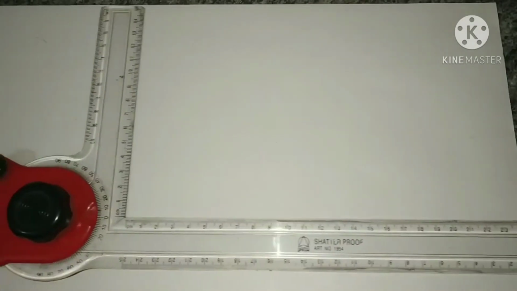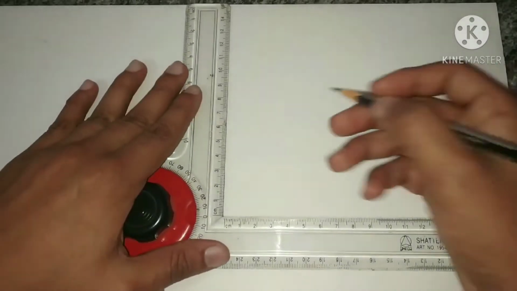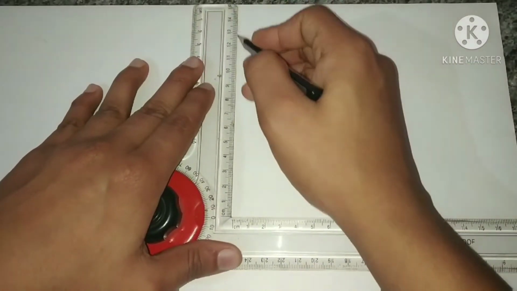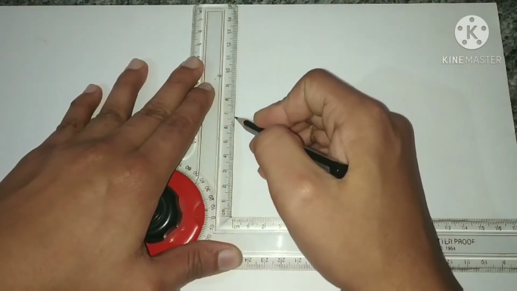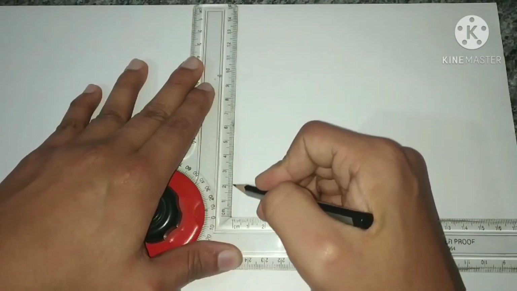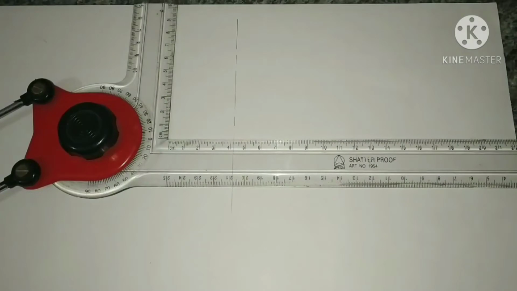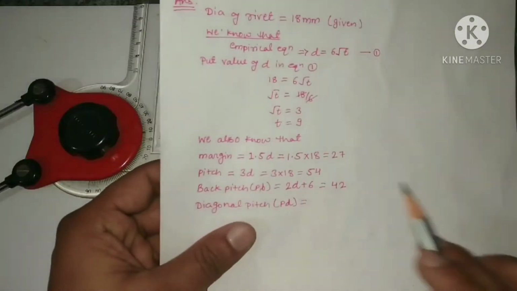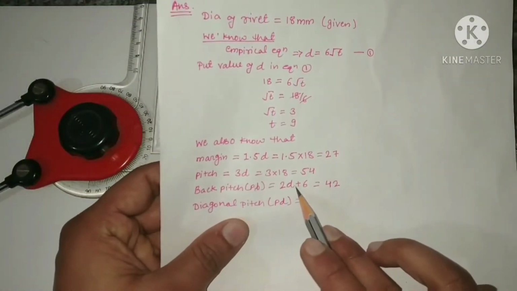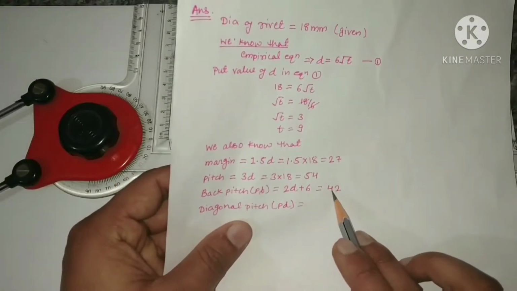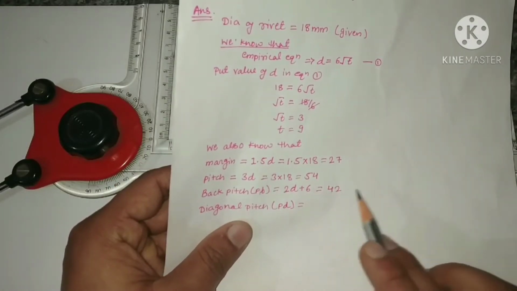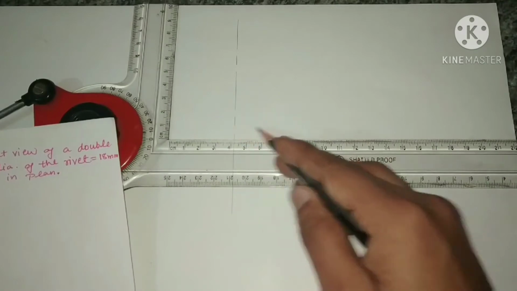Now let us see how to draw the double riveted lap joint. In a similar manner, draw a center line and construct the rivet. The front view of the rivet has to be constructed first, then we are going to construct the top view. To construct the front view, consider the diameter, back pitch and the thickness of the plates.